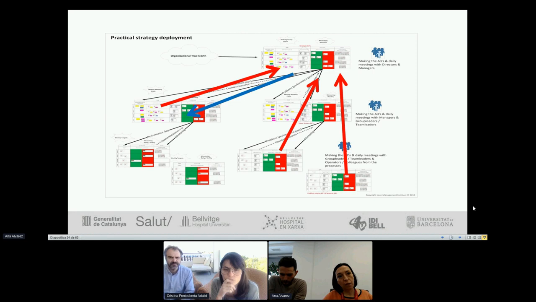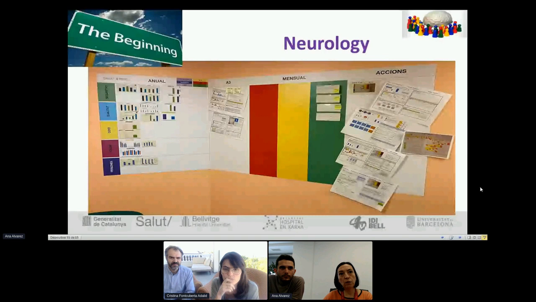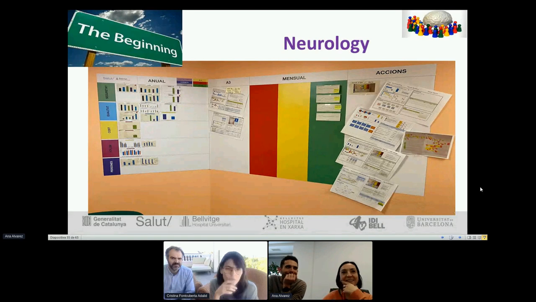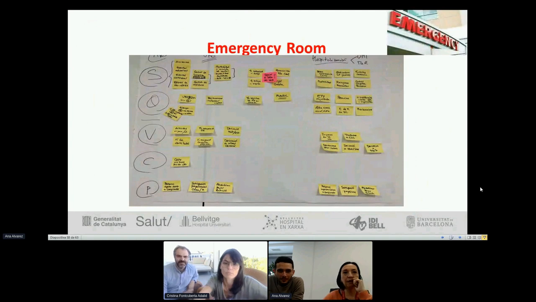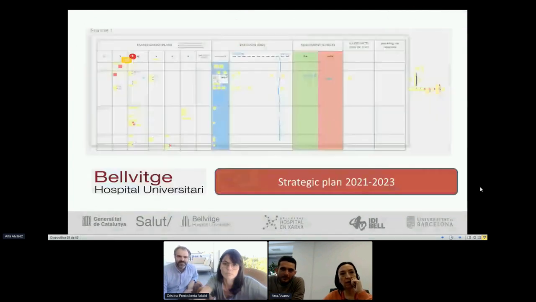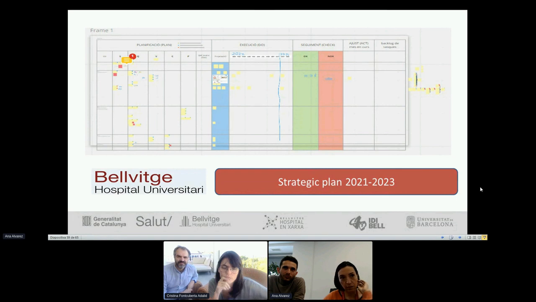We are doing three or four Hoshin right now, and now we have to fit them with the big Hoshin that we are doing in the hospital. The beginning was the neurology Hoshin, as you heard before. We've been doing lots of projects in that area. They are really engaged with the methodology, and they are our defenders everywhere, our best managers. Then came thoracic surgery, pneumology, and now we have the one in the emergency room that we are working on. And the one for the whole hospital we are working on with Uriol and with Institut Lean in Spain.